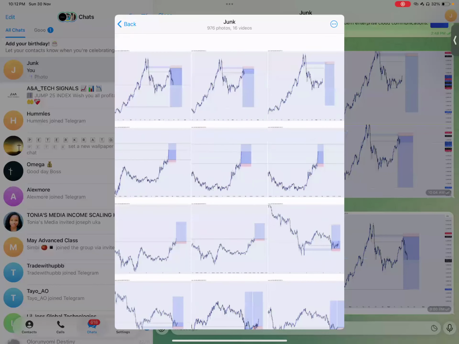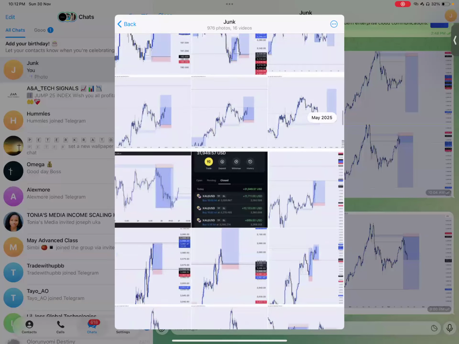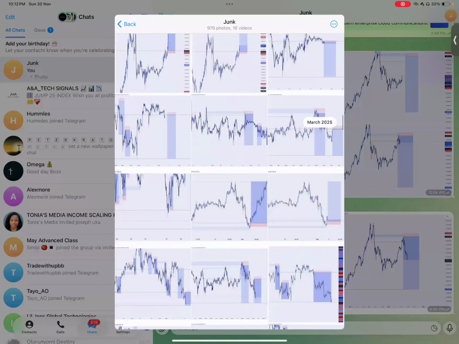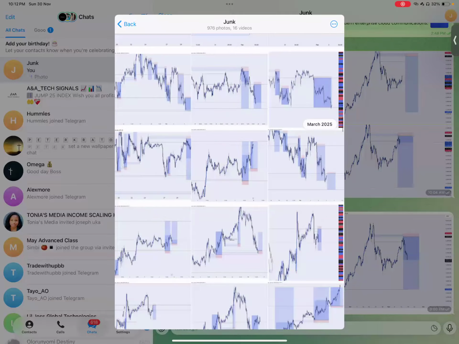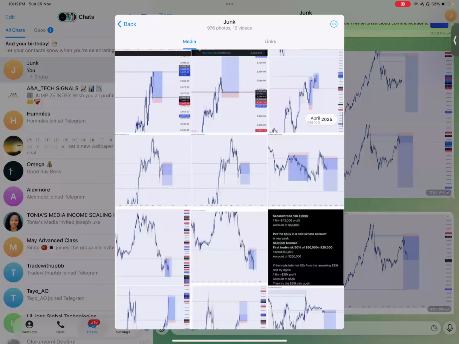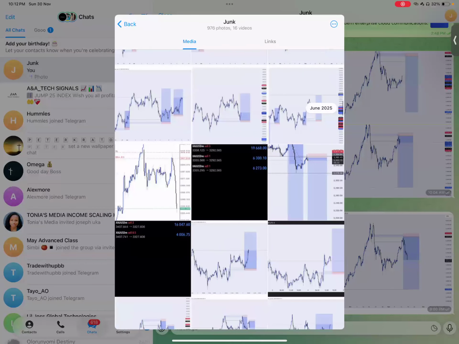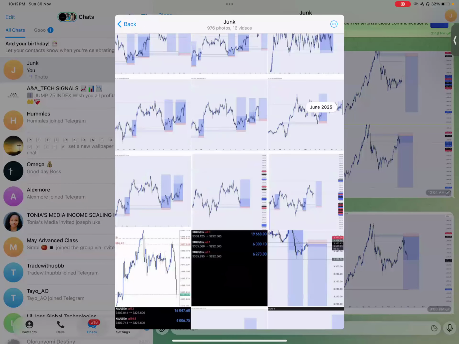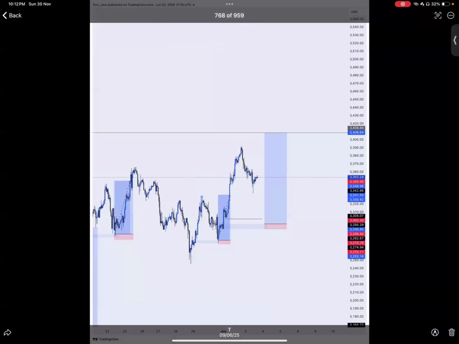I'm going to find out when I took it. Price action has been shit lately. This is the trade right here. So you can see the first one, second one. This was the double break of structure, inducement, OB.